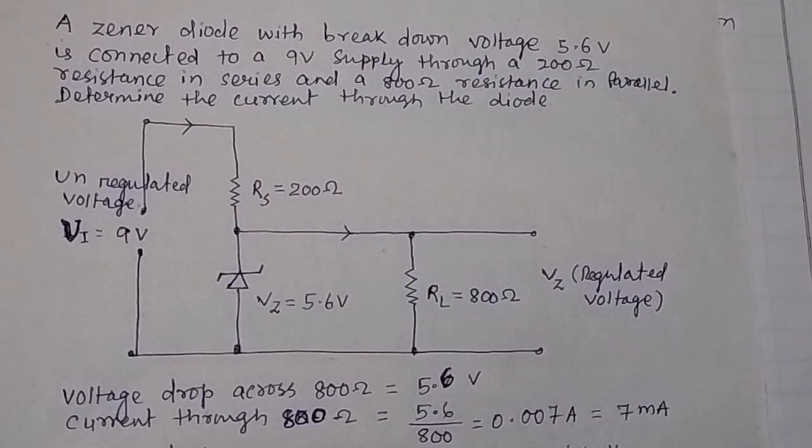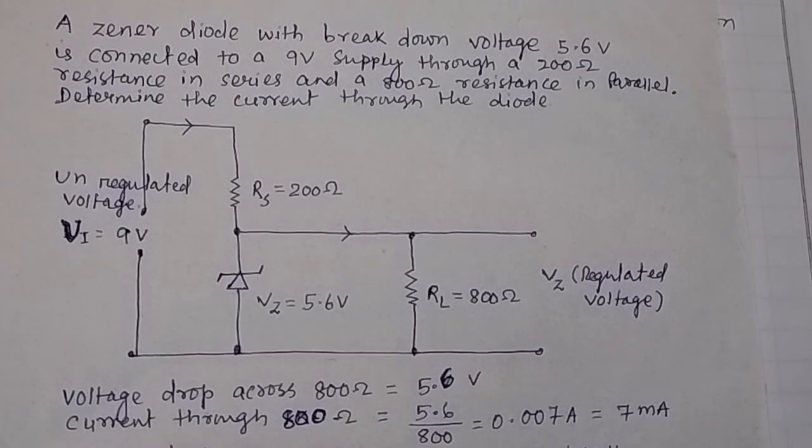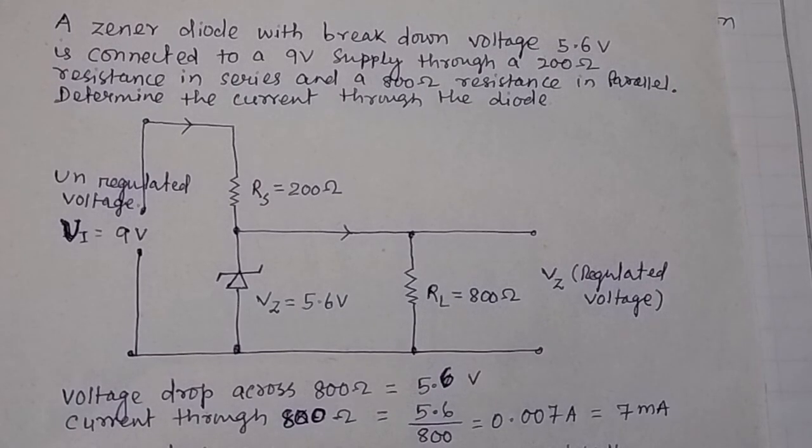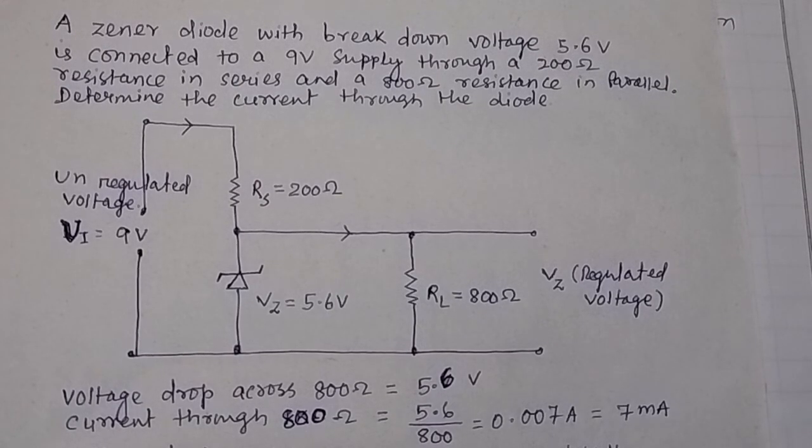A zener diode with breakdown voltage 5.6 volt is connected to a 9 volt supply through a 200 ohm resistance in series and an 800 ohm resistance in parallel. Determine the current through the diode.